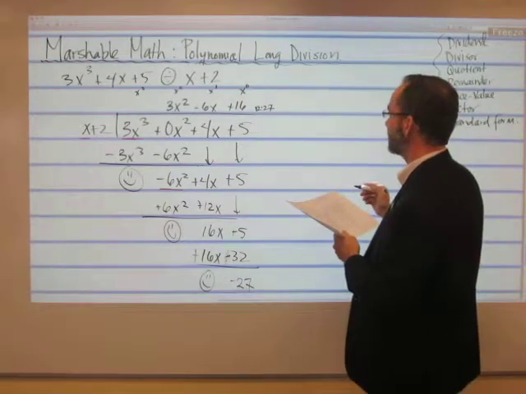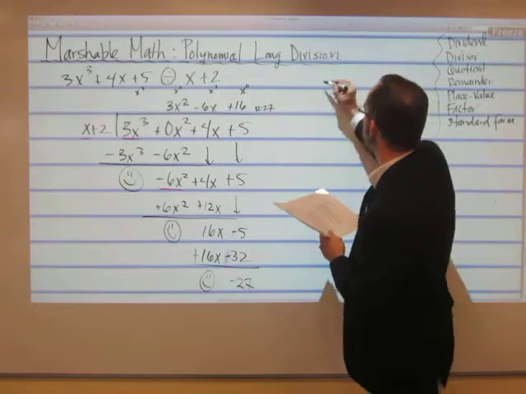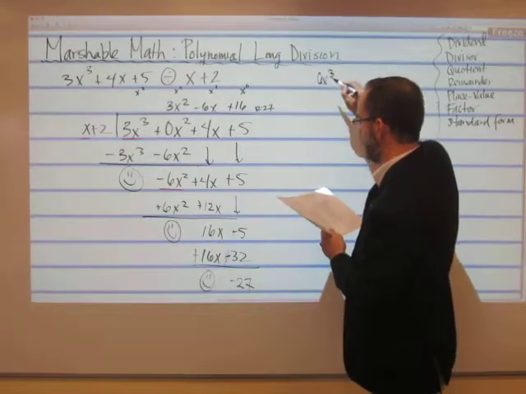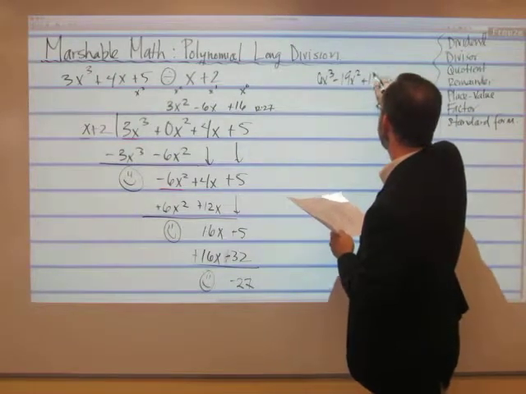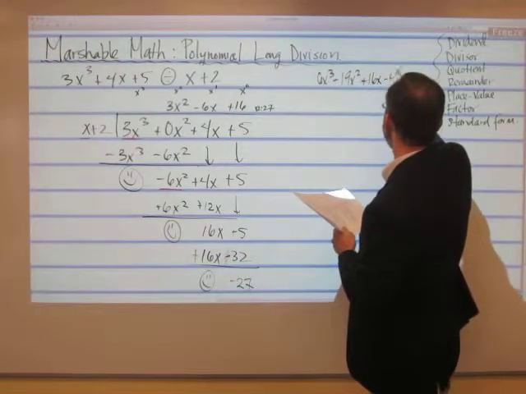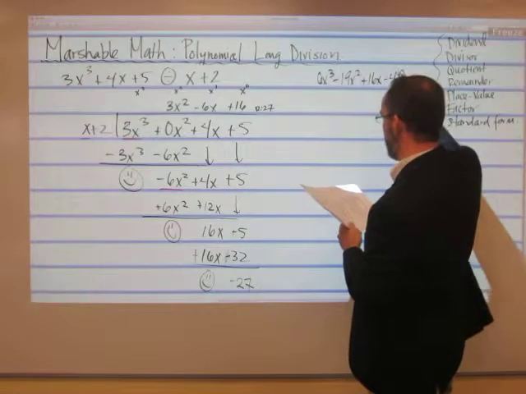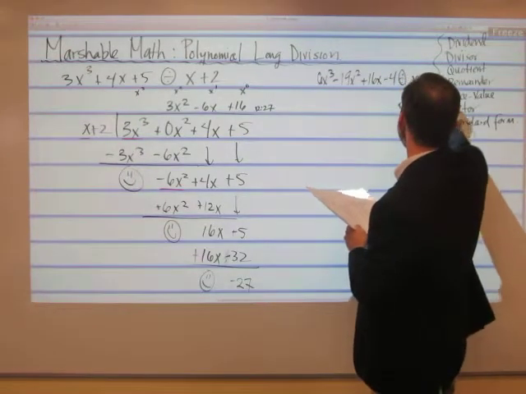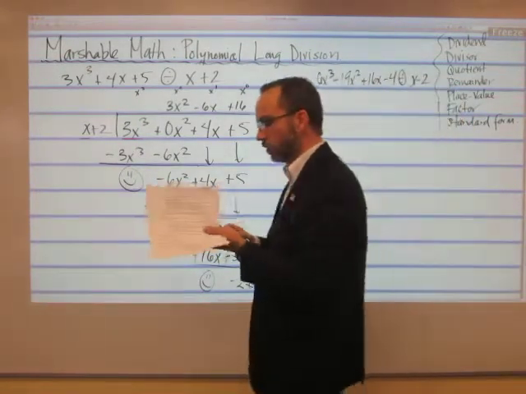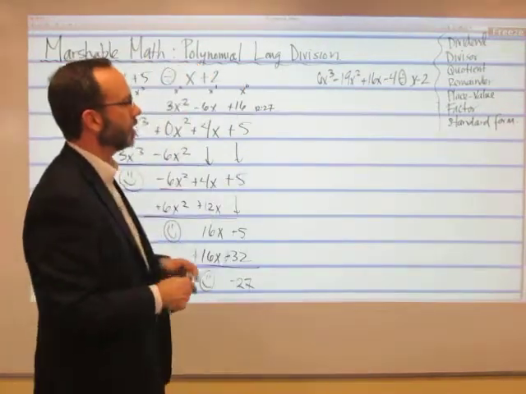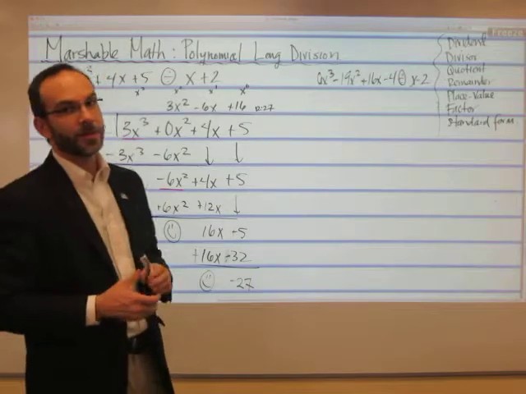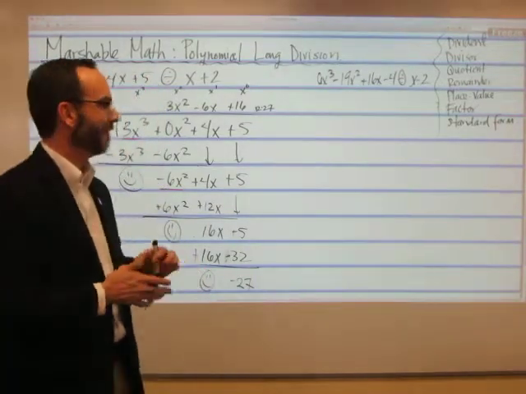Let's try 6x cubed minus 19x squared plus 16x minus 4, and let's do divided by x minus 2. So set it up right. See if you can do this now. Okay? Go ahead and press pause on the video. I'll check back with you in just a minute.